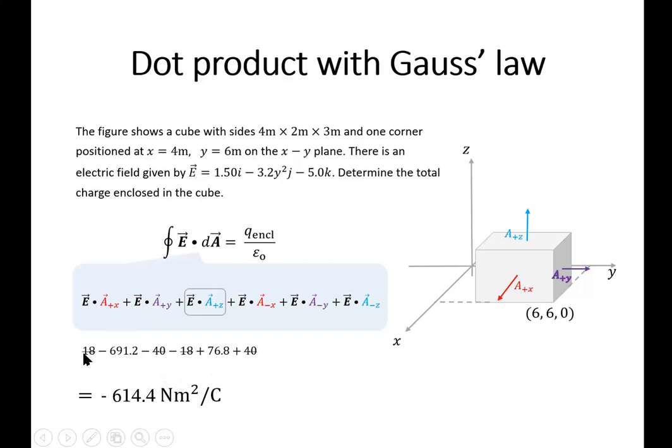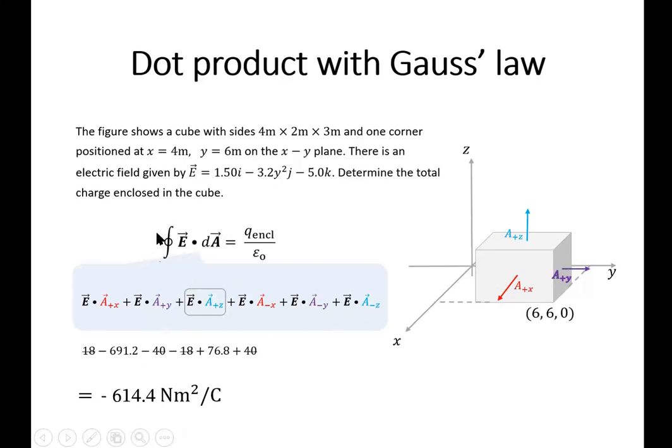Some few ones will cross out, negative 18 and negative 18, plus 18 and negative 18 will take care of themselves. That means they will cancel out, and minus 40 plus 40 will also cancel out, leaving negative 691.2 added to 76.8, and eventually giving us negative 614.4 Newton meter squared per coulomb. That will be the surface integral that we've calculated for this box.